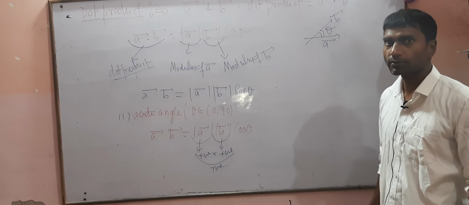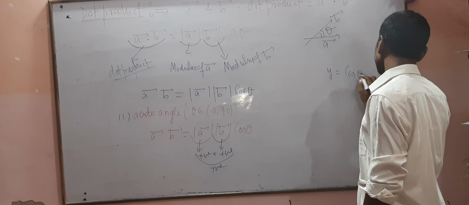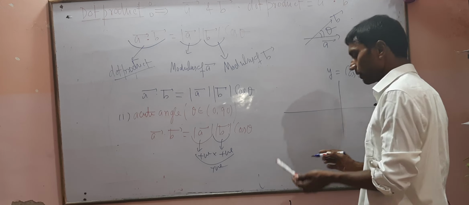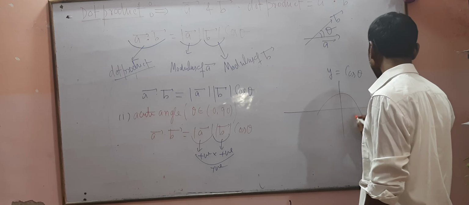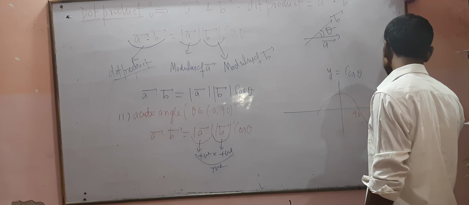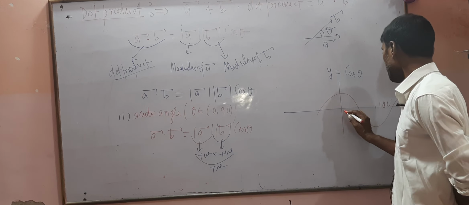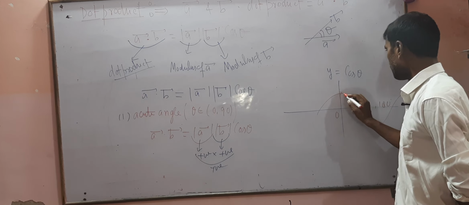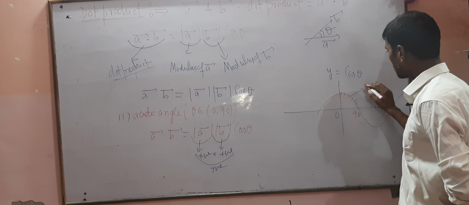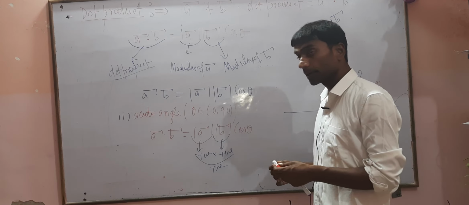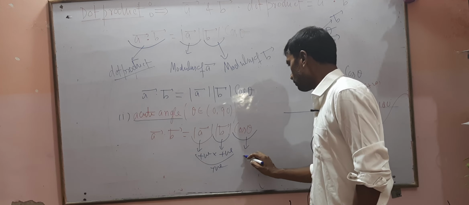We are trying to find the nature of cos theta. Let this be the function y equals cos theta, and we find the graph of y equals cos theta. This graph is the cos theta graph. This is 90 degrees and this is 180 degrees. Where theta lies between 0 and 90 degrees, cos theta is always a positive quantity. So for an acute angle, cos theta is positive.